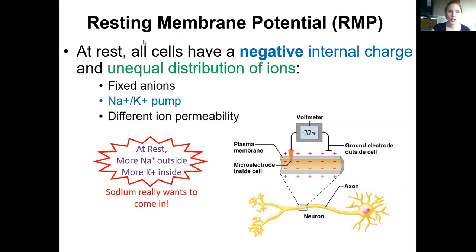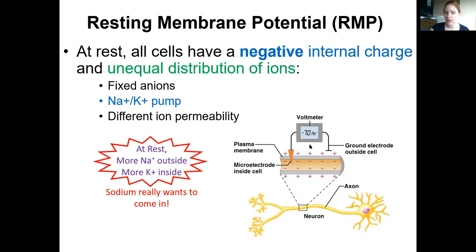Okay, so resting membrane potential. Let's start first off with what we mean by membrane potential. That is the relative charge inside of the neuron in comparison to the charge outside of the neuron. You can measure that with a voltmeter, and all a voltmeter does is measure the inside charge and then ground it with the outside, and that gives you a charge.